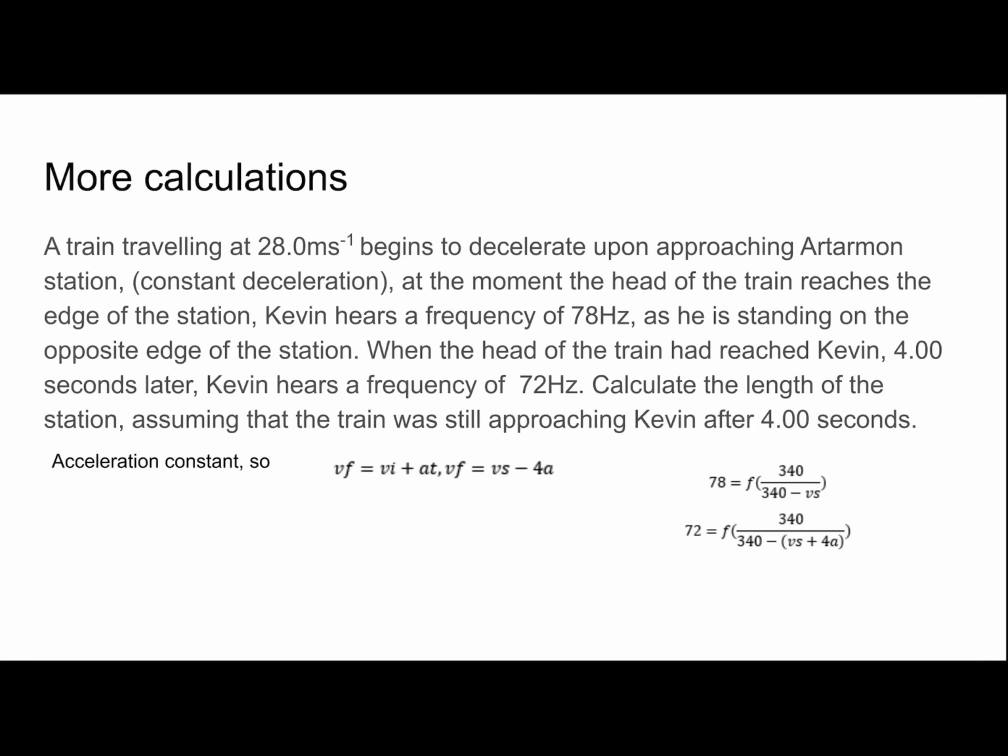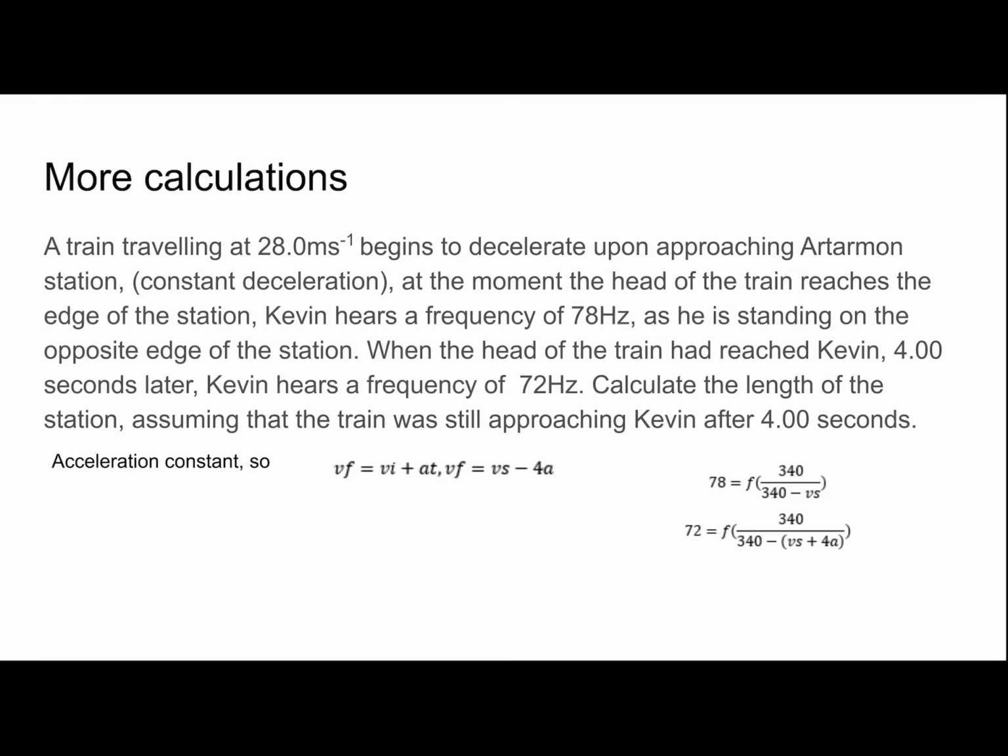Alright, so now we're going to write down both our equations. So we know 78 equals our actual frequency times 340 divided by 340 minus the speed of the source. And then 72 equals our frequency times 340 divided by 340 minus bracket. Remember the bracket, because we have Vs plus, okay, I actually made a slight mistake here. Vs is meant to be Vs plus 4a. Technically we know that the acceleration is negative, however we're just going to put a plus sign in front of it now, and we'll work out that the acceleration is negative. So 340 minus our speed of the source plus 4a.